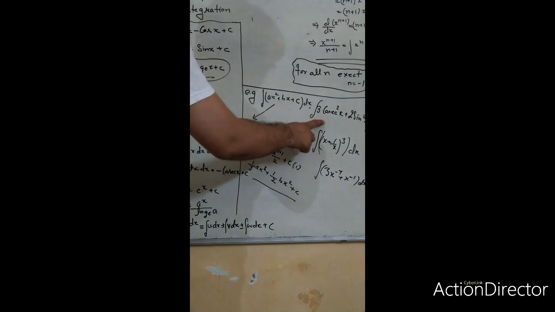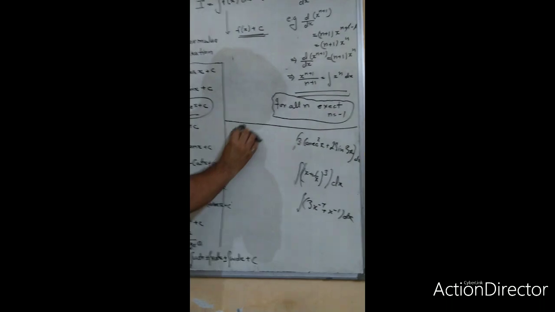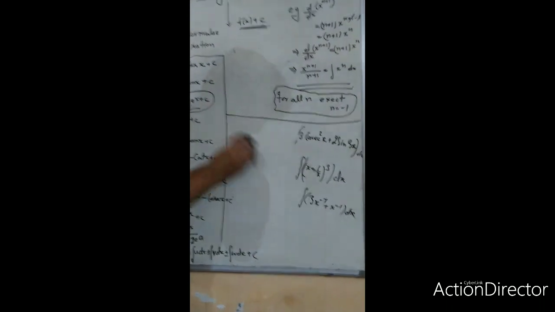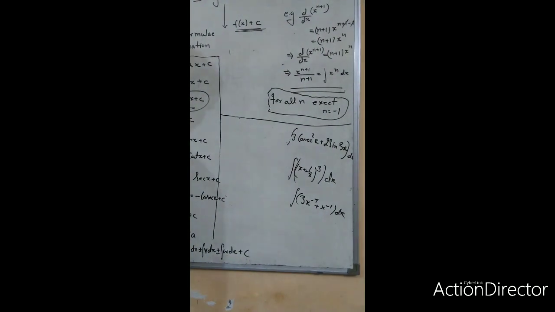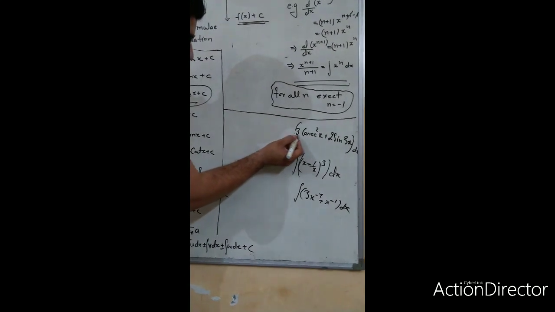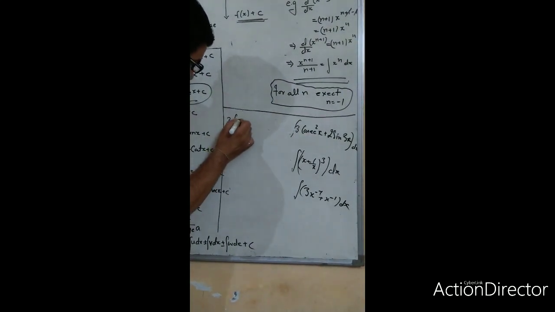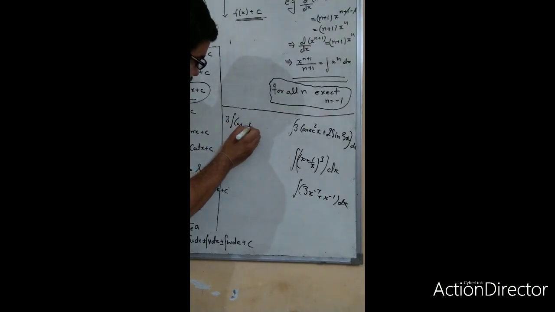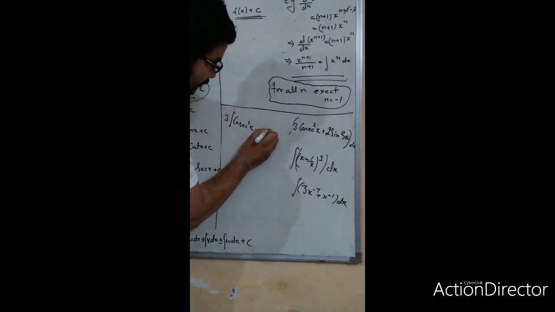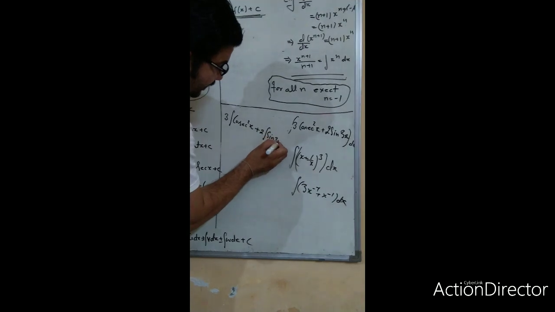This is the formula. This is the answer for that integration. Now we will do the second integration. Here you can see 3 is multiplied with cosecant square x. So first take 3 outside, integration of cosecant square x, plus 2 taking outside sin 3x dx.